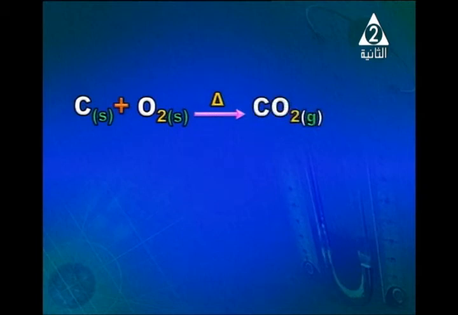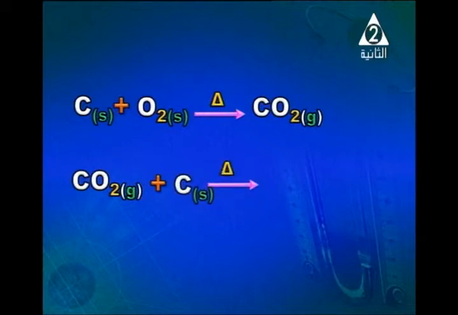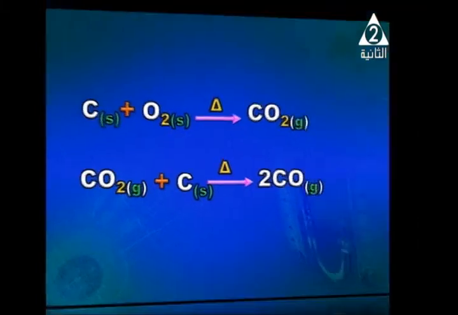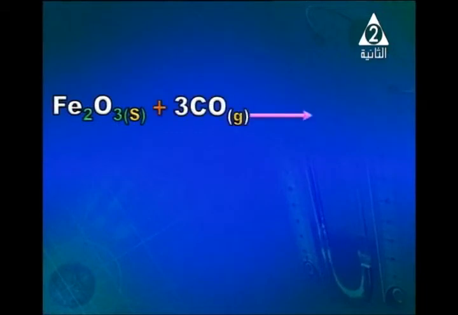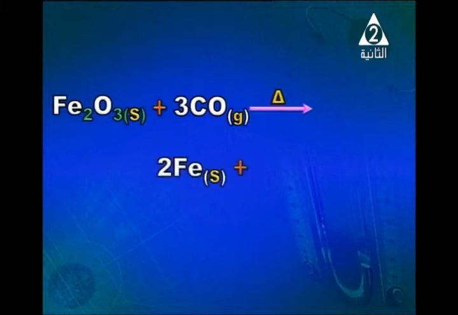This is done as in the following equations. Carbon, which is coke, reacts with oxygen in the presence of heat to produce carbon dioxide gas. Then carbon dioxide gas reacts with more coke to produce carbon monoxide gas. This is our reducing agent in the blast furnace. So hematite Fe2O3 is reduced with 3 carbon monoxide gas to produce 2 iron and 3 carbon dioxide.